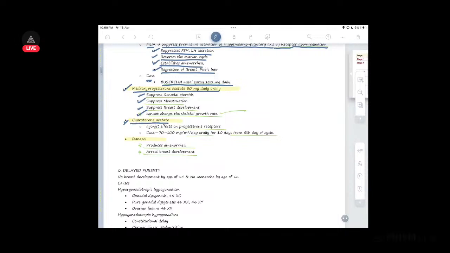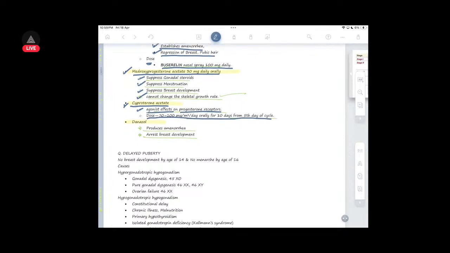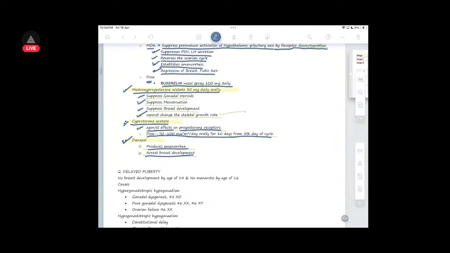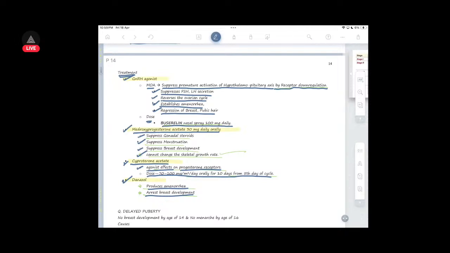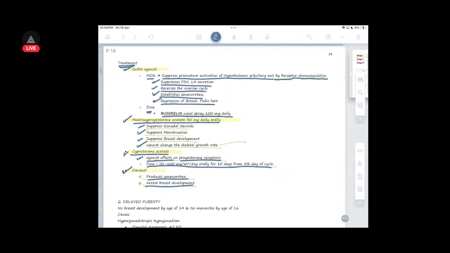Then you have cyproterone acetate. It has an agonist effect on progesterone receptors. Dosage is this much for 10 days from the 5th day of the cycle. Then you have danazol, which produces amenorrhea and arrests the breast development. Medroxyprogesterone acetate suppresses gonadal steroids, suppresses menstruation, suppresses breast development, and cannot change the skeletal growth rate though. But the main one is GnRH analog, buserelin.